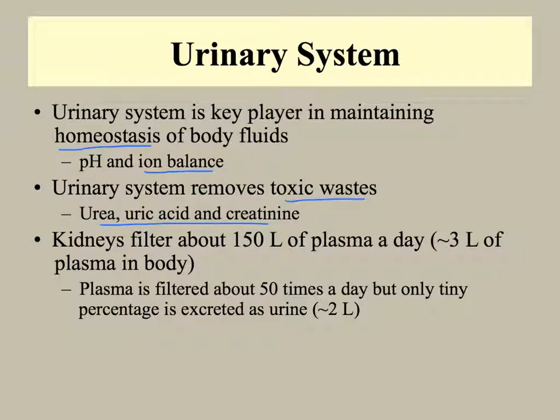from breaking down protein. The kidneys, which are the large functional organ in the urinary system, filter about 150 liters of plasma a day. Now we only have about 3 liters of plasma in the body, 6 or so liters of blood, and half of that is plasma. And so actually our plasma runs through the kidneys about 50 times, but only a tiny piece of that is actually then excreted as urine, about 2 liters on average. So you can already see that even though a lot is being filtered, there must be an awful lot being reabsorbed for us to end up with such a big difference between how much is filtered and how much is excreted.